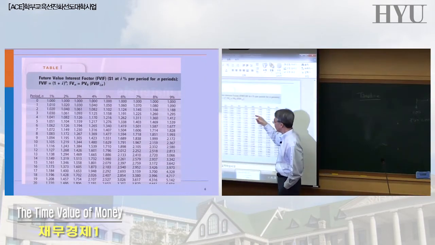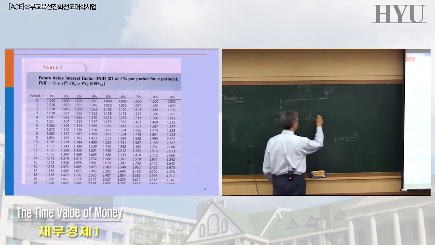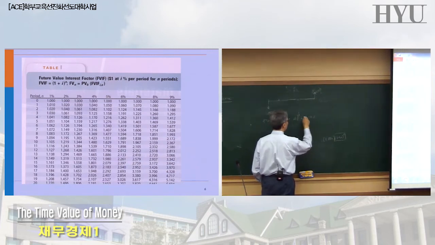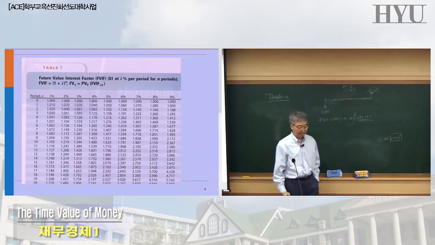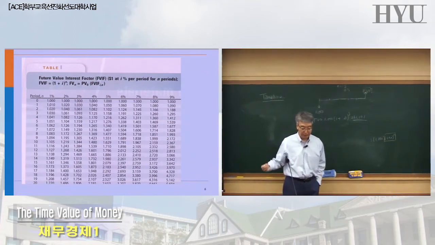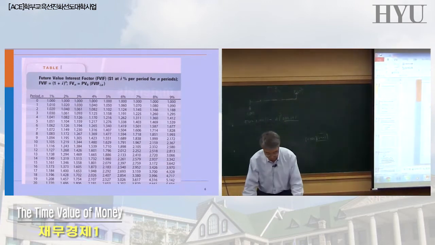6%, 3 years, 1.191, right? So you know that it's right away $1,191. Okay? And you can do the same thing for 5 years and 10 years. Okay?